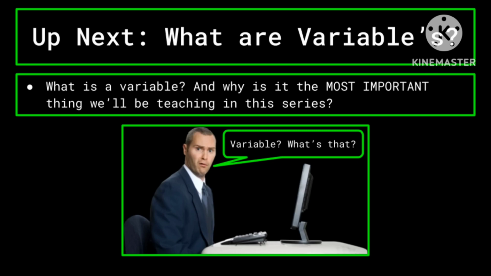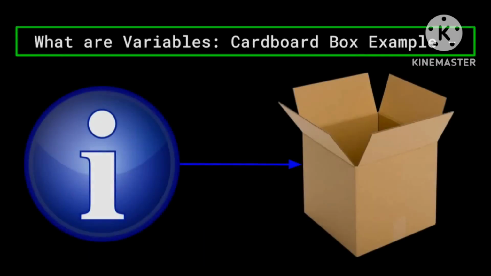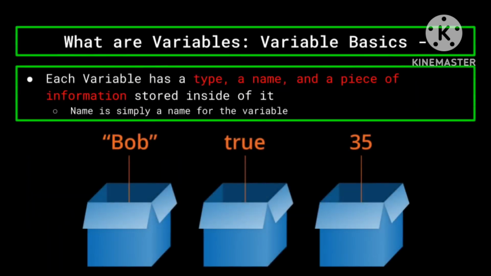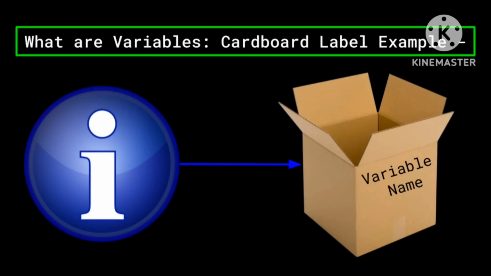First of all, what exactly is a variable? A variable is simply something that can store information and can be referenced and manipulated. Think of variables like a cardboard box. Cardboard boxes serve as means to store items in them, which can be changed out, replaced, and modified. Variables are like cardboard boxes that store information for the programmer to reference or manipulate. Each variable simply has a type, a name, and a piece of information stored inside of it. The type and piece of information will be covered next, and the name is simply a name for the variable. Think of it as writing out a label on the cardboard box in Sharpie.